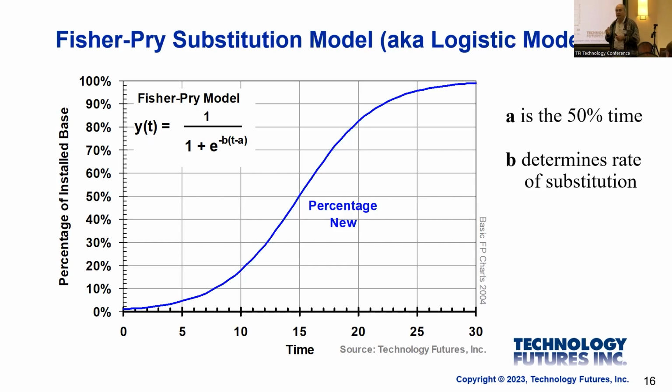So for example, it could be the percentage of automobiles that are electric. It could be the percentage of the households that are passed by broadband. It could be the percentage of the population that has a cell phone. It could be the percentage of long-haul connections that are fiber optics. It could be just any technology, some measure of utility.